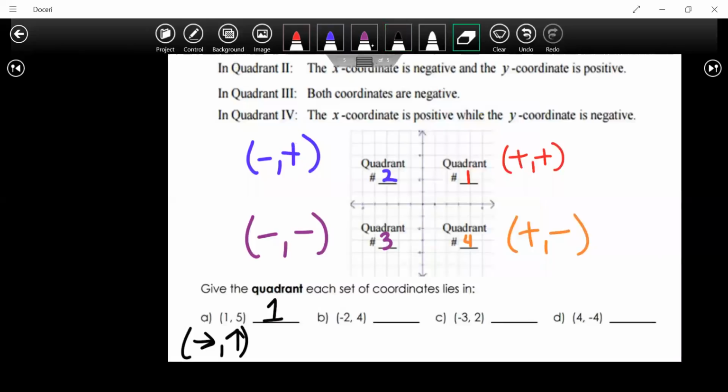For number 2, doing the same thing. I want to be able to see that I'm going to go back 2, up 4. So back and up, it'll be quadrant 2. Back and up will be quadrant 2 again. And then positive 4, down 4 will give me quadrant 4.